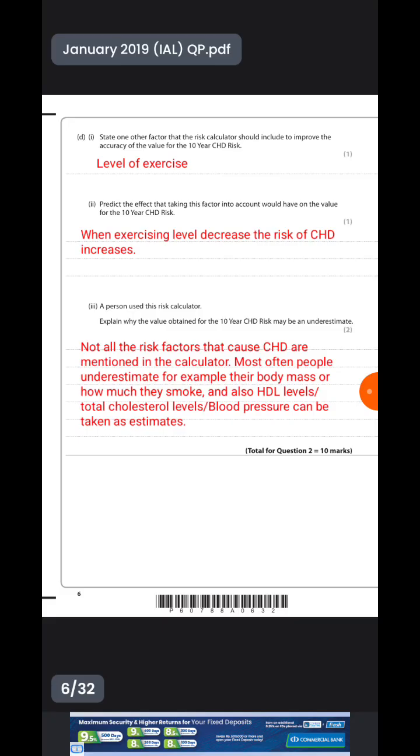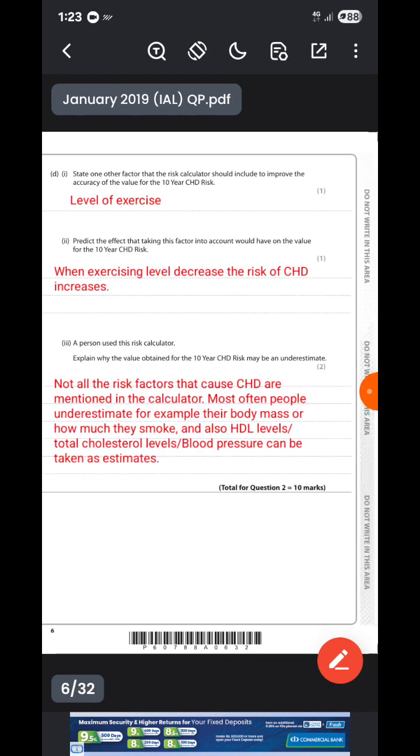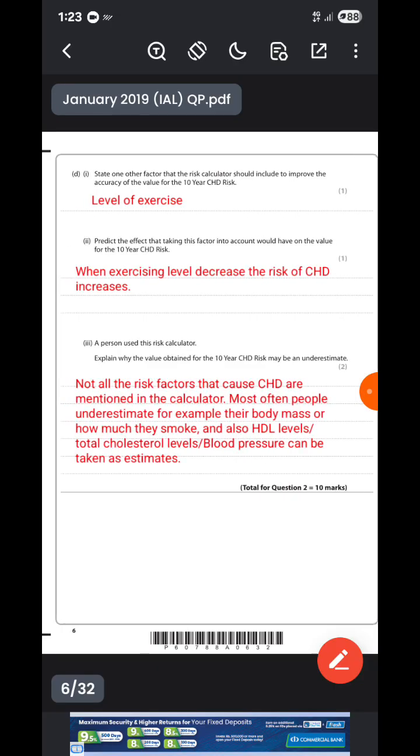Okay. So I wrote level of exercise because level of exercise also links to coronary heart diseases. That means if we exercise more, then the fatty deposits in our muscles will be removed. So because of that, the risk of getting coronary heart disease will decrease. But if we don't exercise, if the amount of exercising is very low, then people will develop obesity. Then they will have more weight, so that will cause heart diseases. So I wrote level of exercise.